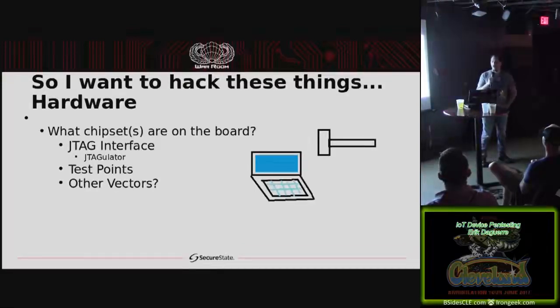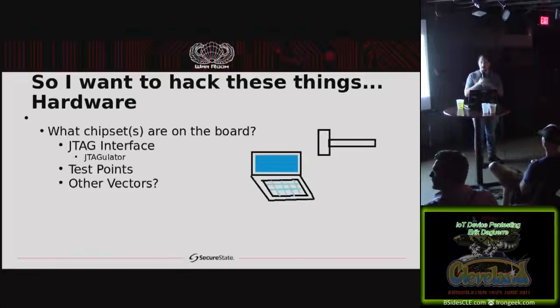Test points, a lot of times there's going to be other test points there, so you can see if there's a positive 5 volts, negative 5 volts from the engineering guys to see if information's traveling along the line where it's supposed to. Other vectors, well, you know, you always got the hammer. You just break it.